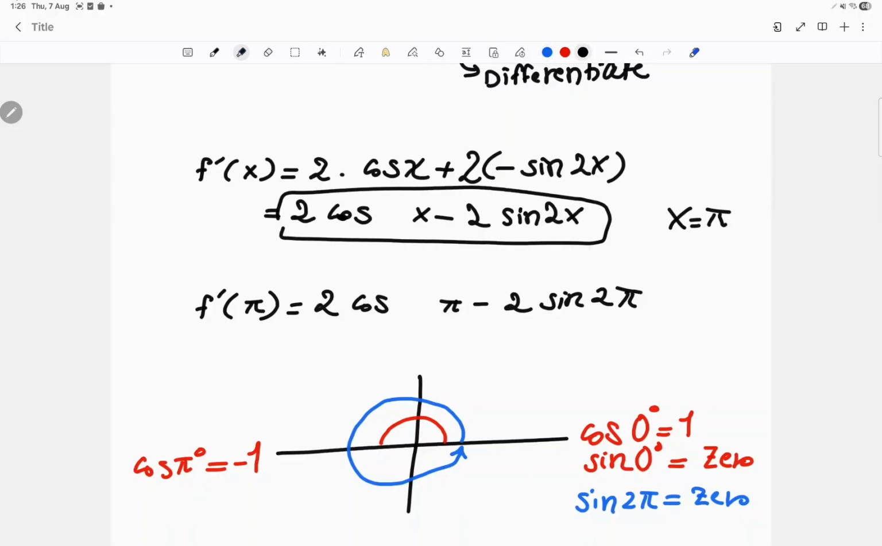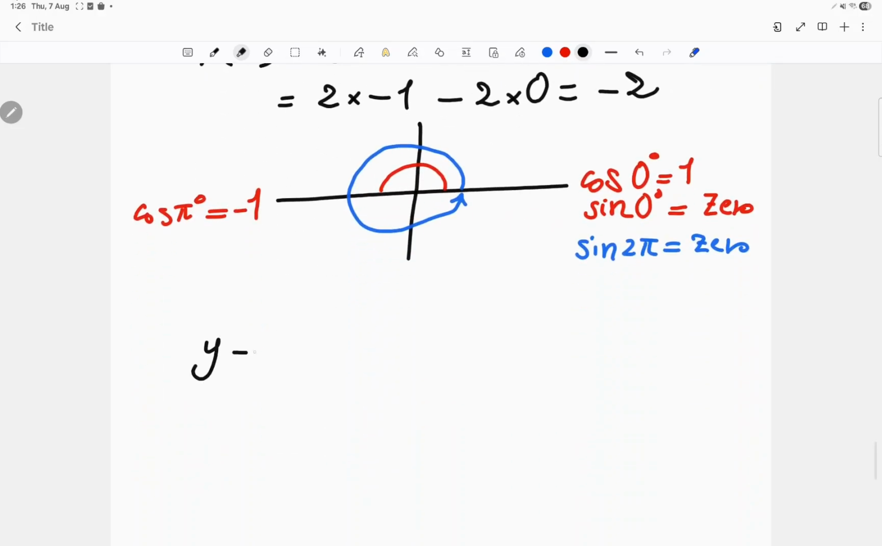Okay? All right, so 2 times, what's cosine of pi? -1. Minus 2 times, what's sine of 2 pi? 0. So what's my slope? -2.